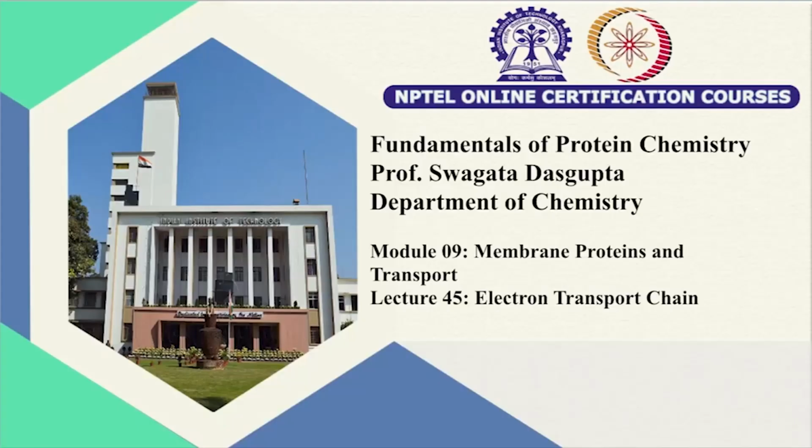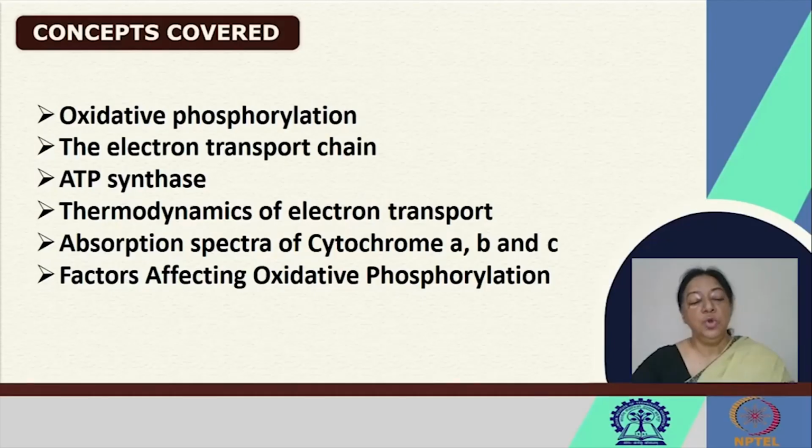This is the final lecture in this module that has been dealing with membrane proteins and transport. We will talk about the electron transport chain in this lecture. What we are going to look at is oxidative phosphorylation, the electron transport chain, and ATP synthase, which we have looked at in motor proteins as well, and the aspects of oxidative phosphorylation.